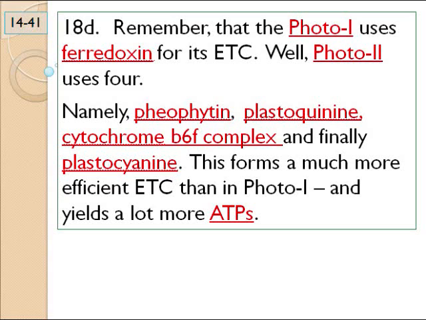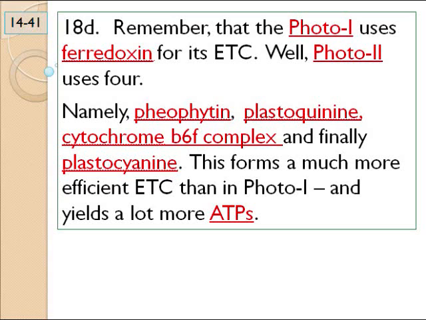Now, you remember that photo 1 used ferredoxin as a stairway? Photo 2 uses 4 compounds. And I'm never going to make you know those names. And these are the 4 that build this ETC. That's a bit more complex, isn't it? Now using 1, I can do it, but using 4, good Lord, what a complicated process.